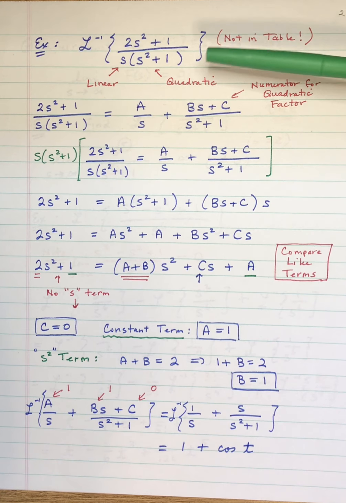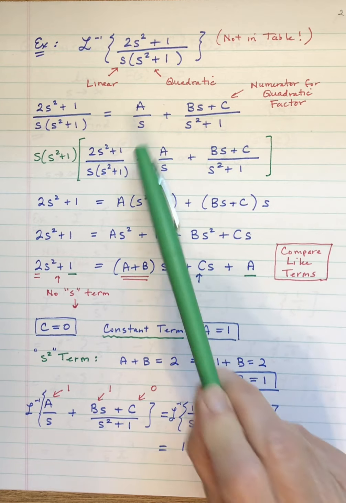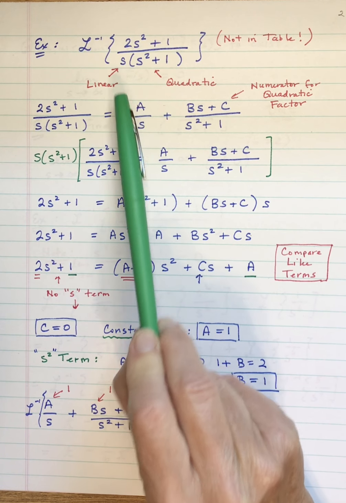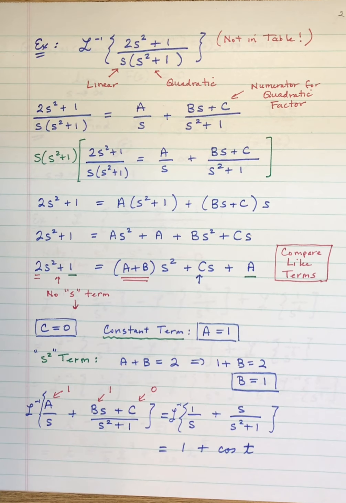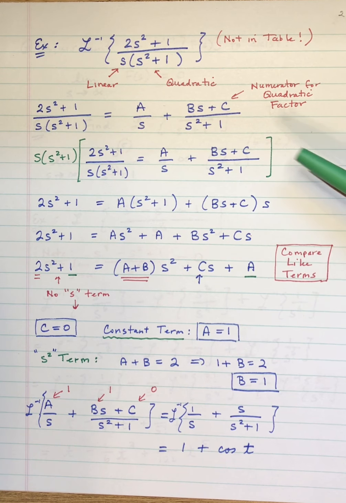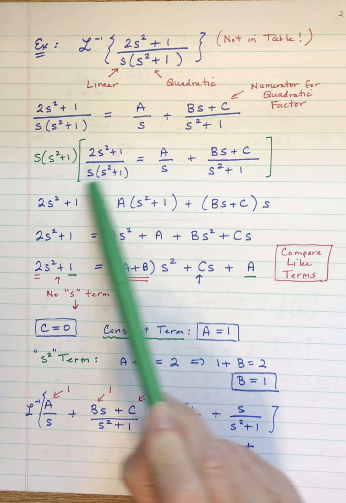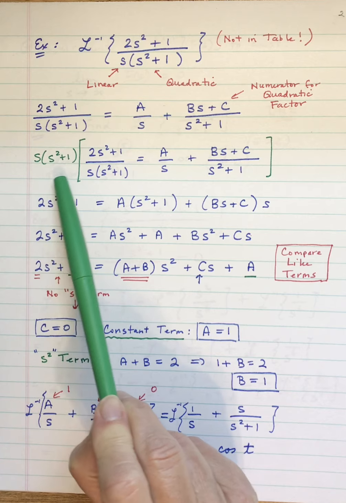Now here's one. Again, if we were given this problem, this is not something that shows up in our table of Laplace transforms. In the denominator, we have a linear factor and a quadratic factor. So we handle the linear factor just like we did before. For a quadratic factor, we need to put Bs plus C in the numerator over that factor. Again, we just multiply through the whole expression by that denominator.